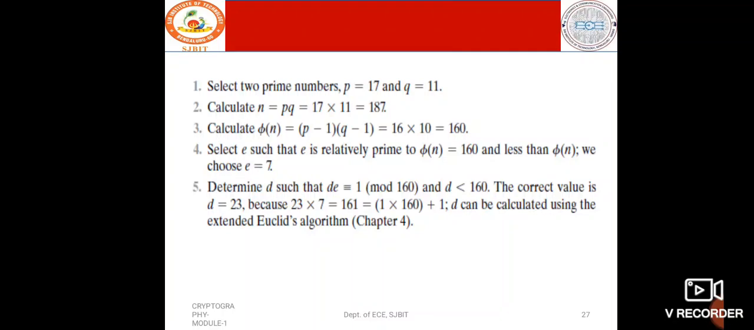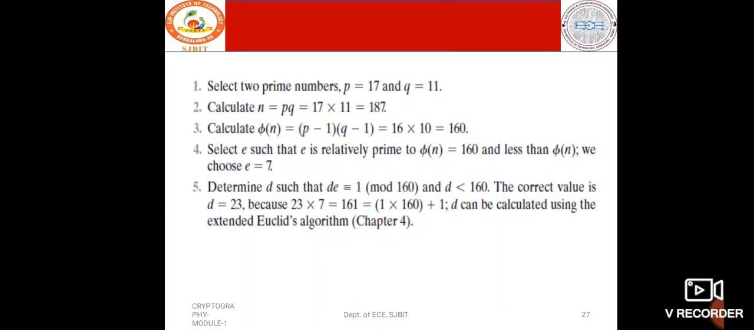Here, as an example, some keys were generated as follows. Select two prime numbers, that is p is equal to 17 and q is equal to 11. Now calculate n is equal to pq. Multiplying 17 into 11 gives the result 187. Now calculate phi of n, which is 16 into 10, that gives 160.